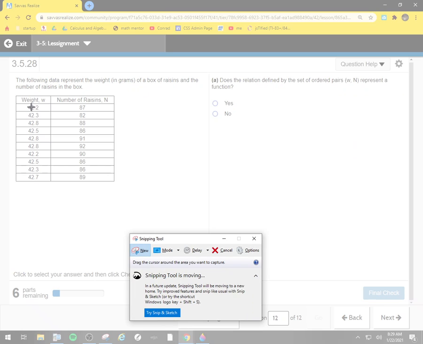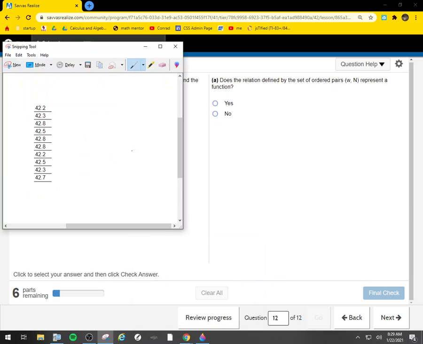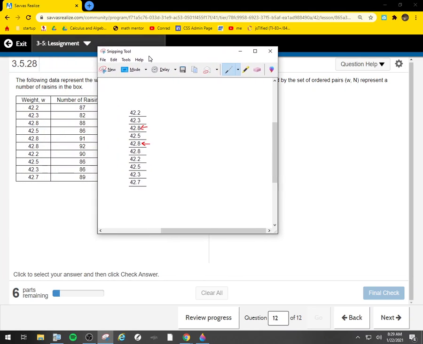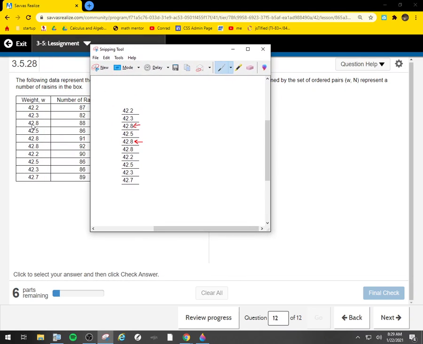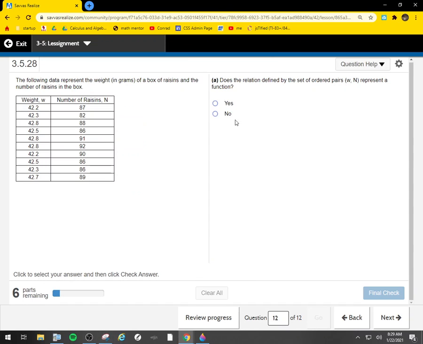So let's see, I got 42.2, 42.3, 42.8, 42.5, 42.8. Ooh, right here, these 42.8s, do they have the same y value? 42.8, 88, 42.8, 91. No, they don't. This means this is not a function because an x value repeated.